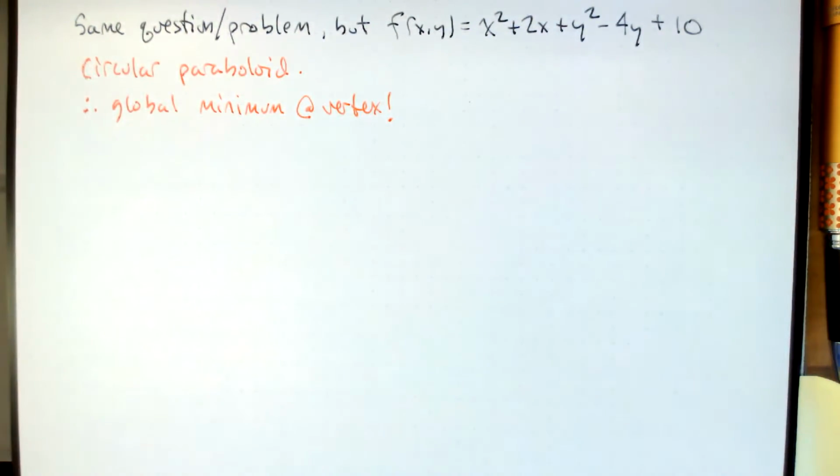This is just going to represent a circular paraboloid, and the global minimum will happen at the vertex. The most important terms here are the x squared and the y squared. So we have to find out where the x and the y matter. For x squared plus 2x, we can complete the square there. We need a plus 1 to complete the square. For y squared minus 4y, half of -4 is -2, squared is 4. So I need 4 to complete the square in y.